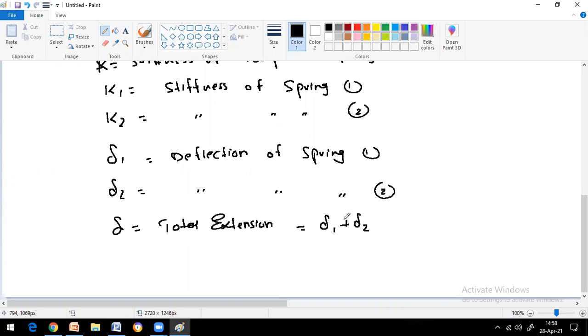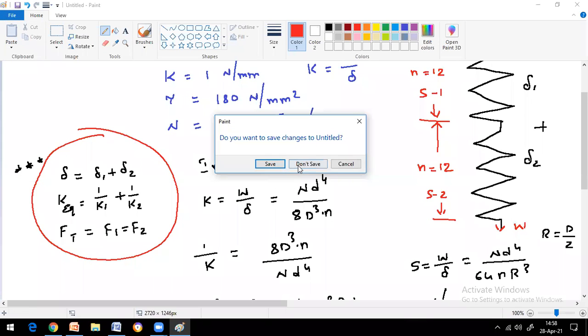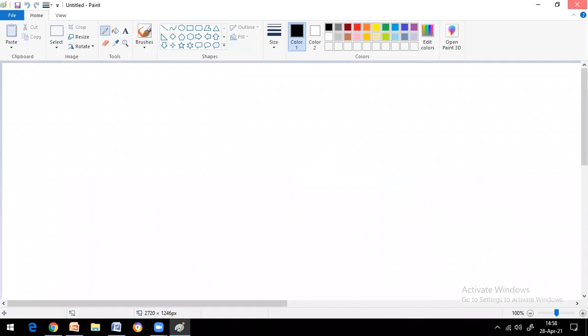Now let me do the problem continuously. Because it is very easy, you just need to remember all these formulas. If you remember these formulas, solving the problem is very easy. With these I just wrote all these parameters. Let me take a new page. One second.